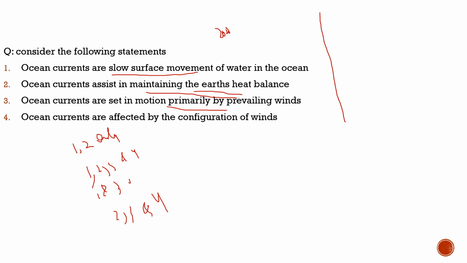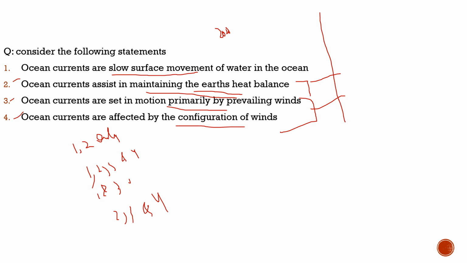Then the next statement says ocean currents are affected by the configuration of winds. 100% correct. When currents are set primarily by winds, they will definitely be impacted by the configuration of winds. So these two statements we can either mark both correct or both incorrect, but as our basic knowledge says, they are correct. Now about the heat balance, we know about warm and cold currents, so we can mark this true too. So the second, third and fourth statements are correct.